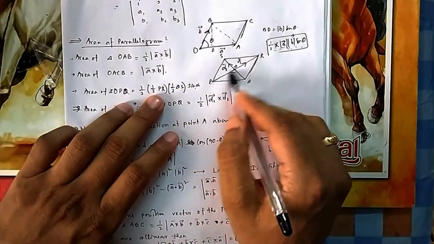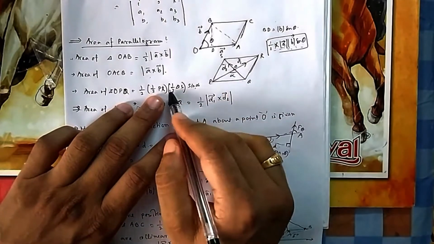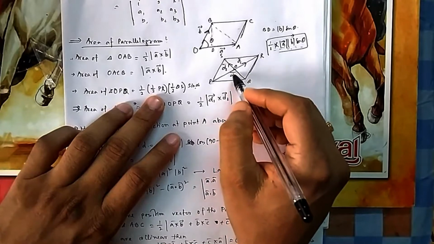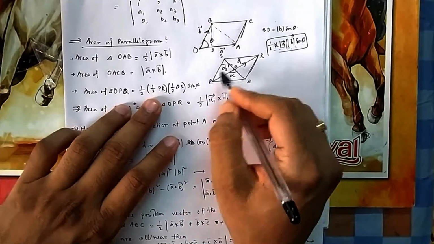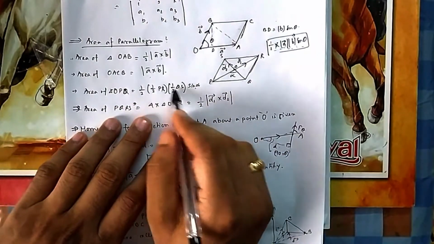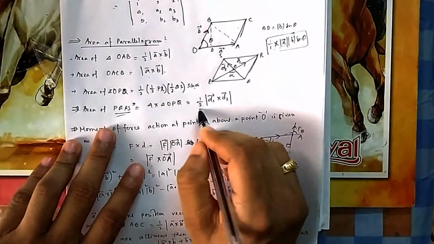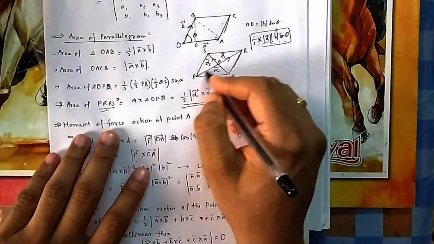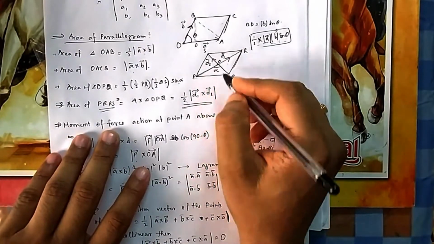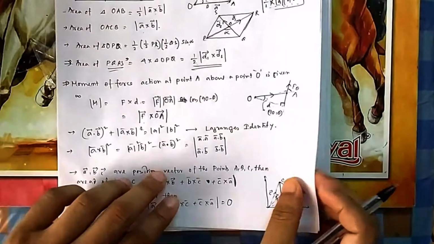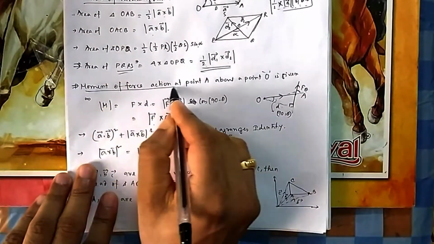What is PR? It is diagonal D1. QS is D2. So it is the cross product of D1 and D2. And for the total parallelogram, how many such triangles are there? 1, 2, 3, 4. So you multiply by 4, 4 into this, so 2 will cancel and only 1/2 remains. So for the area of the parallelogram you can also use this formula: if you know the diagonal vectors D1 vector and D2 vector, the area of the parallelogram will be half of D1 cross D2.